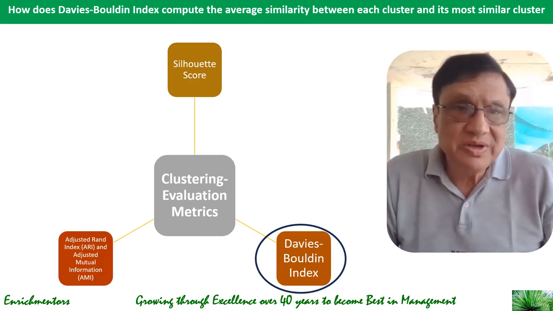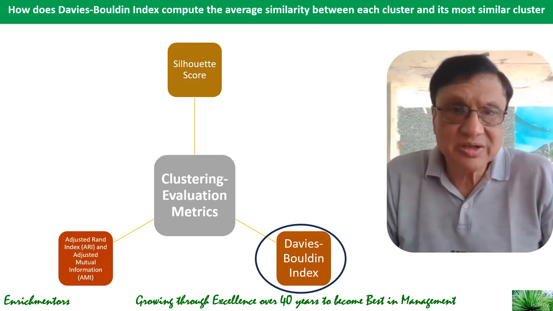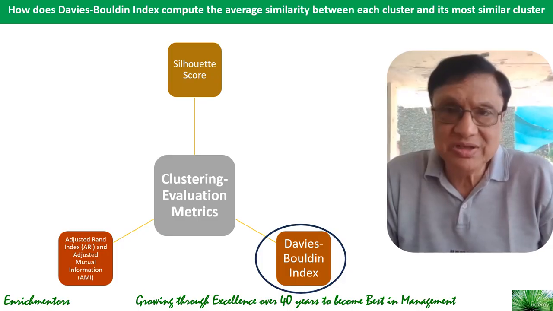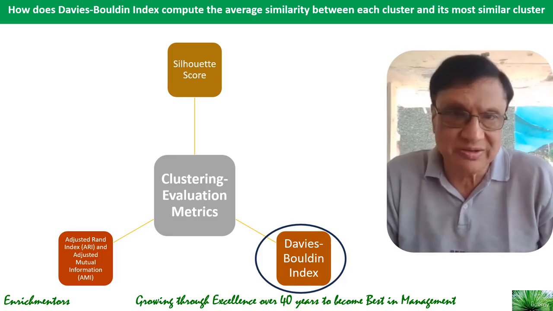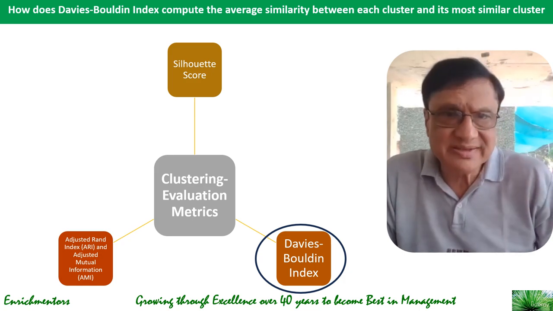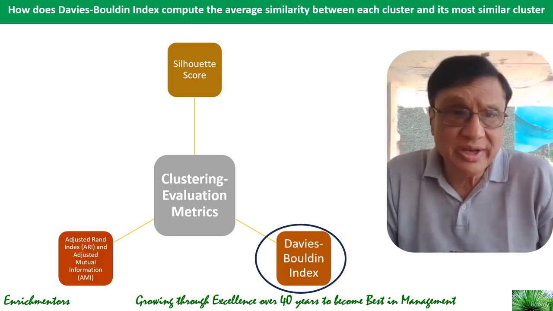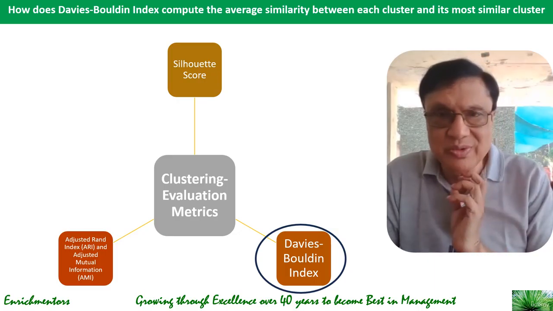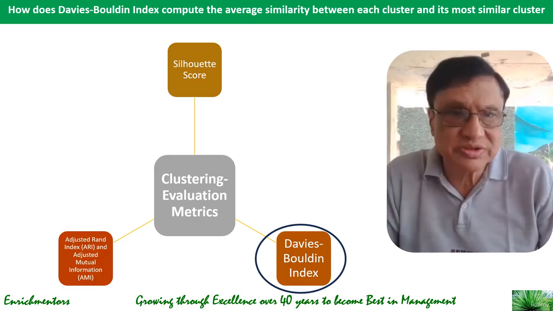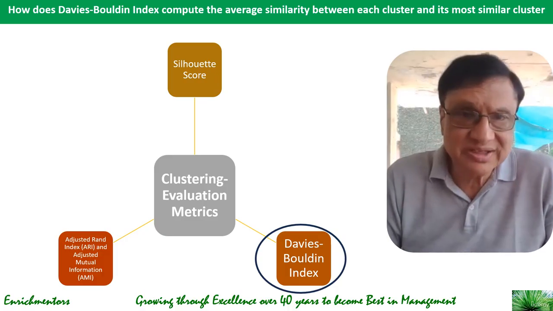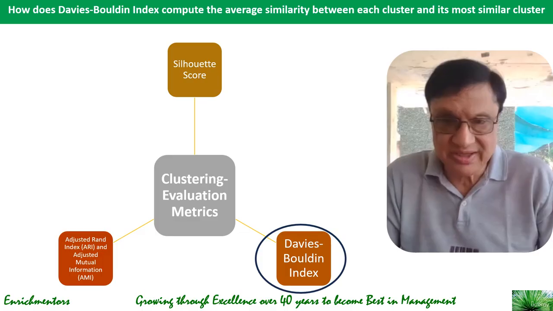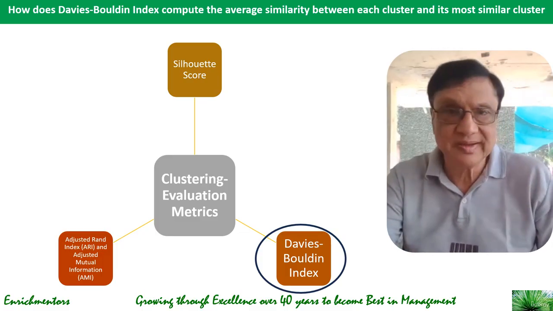So, how does the Davies-Bouldin index compute the average similarity between each cluster and its most similar cluster? The DBI, or Davies-Bouldin index, is another metric used to evaluate the quality of clusters in a clustering algorithm. So it evaluates how good a clustering algorithm is, and it measures the average similarity between each cluster and its most similar cluster. And how does it compute this similarity? Let's take a look at it in detail as we go forward.